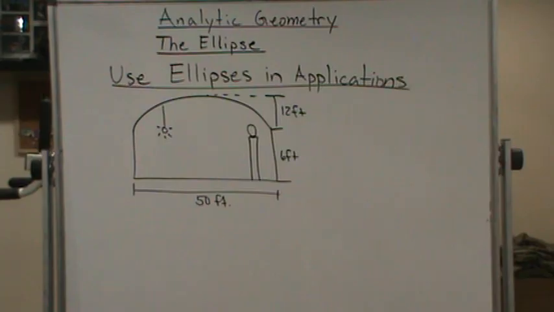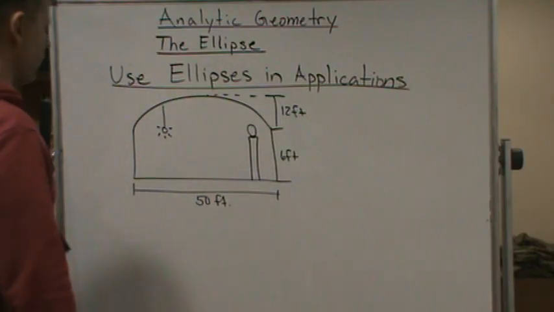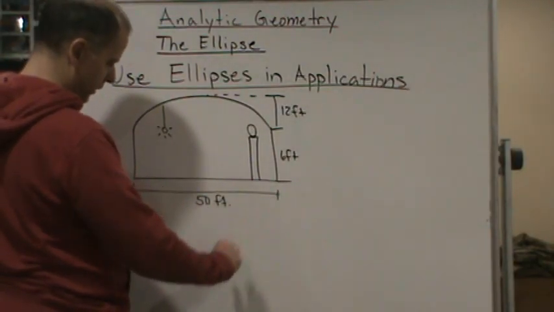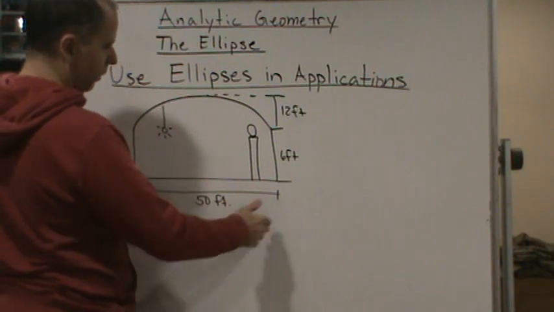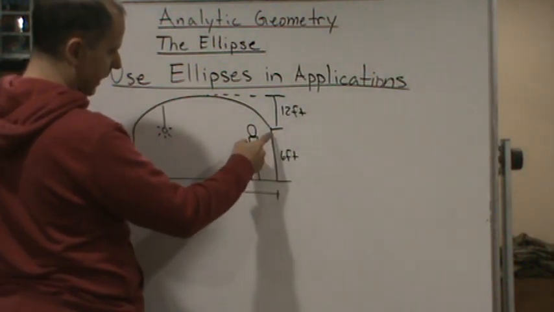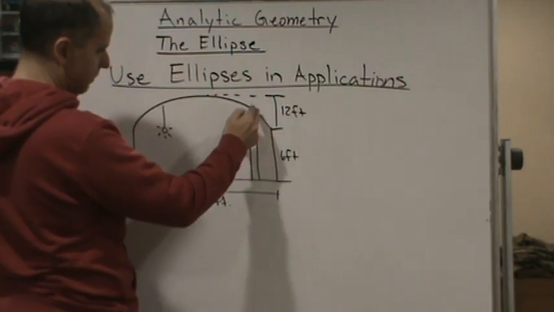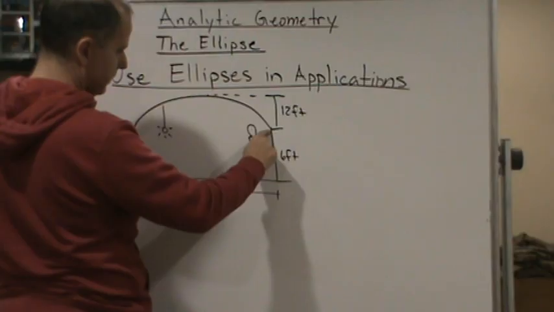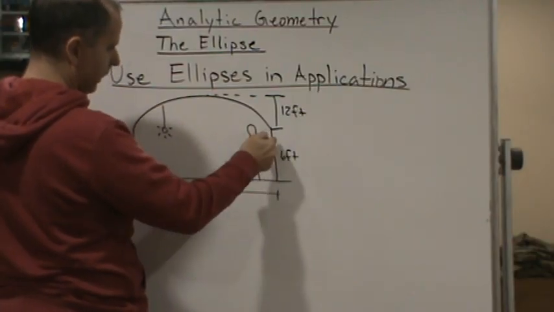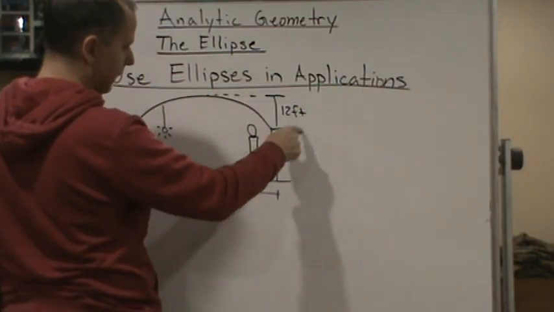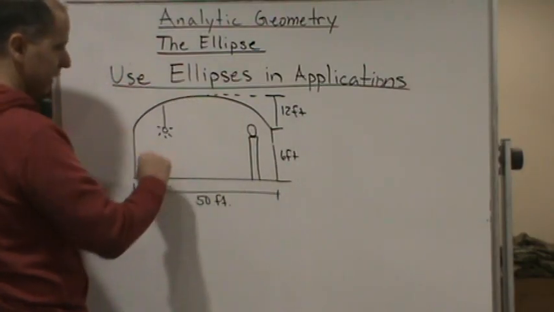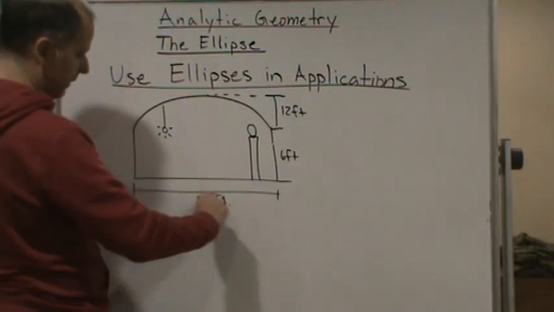Okay, so here we've got this. I just drew the diagram. So here's the way we have it set up. We've got 50 feet length here. We've got 6-foot walls, and then the semi-ellipse begins, right? And we know that the height from the center line up is 12. So this is going to be the length of the semi-minor axis, right?